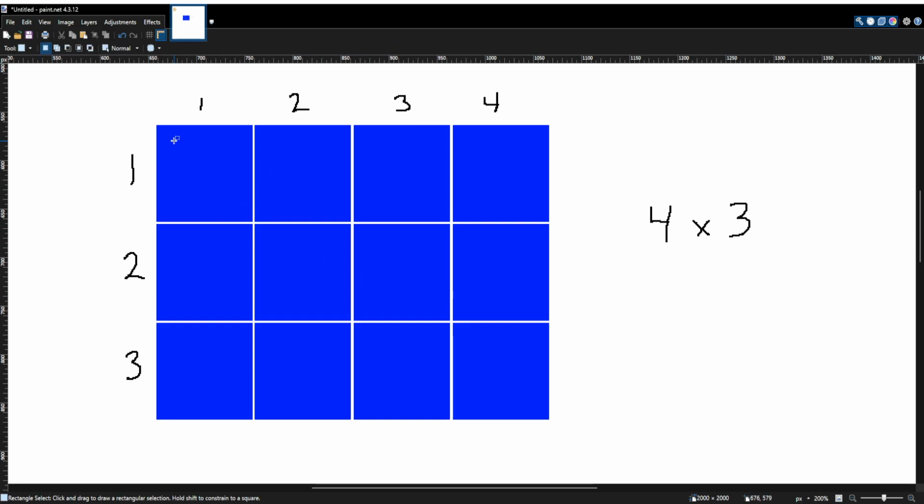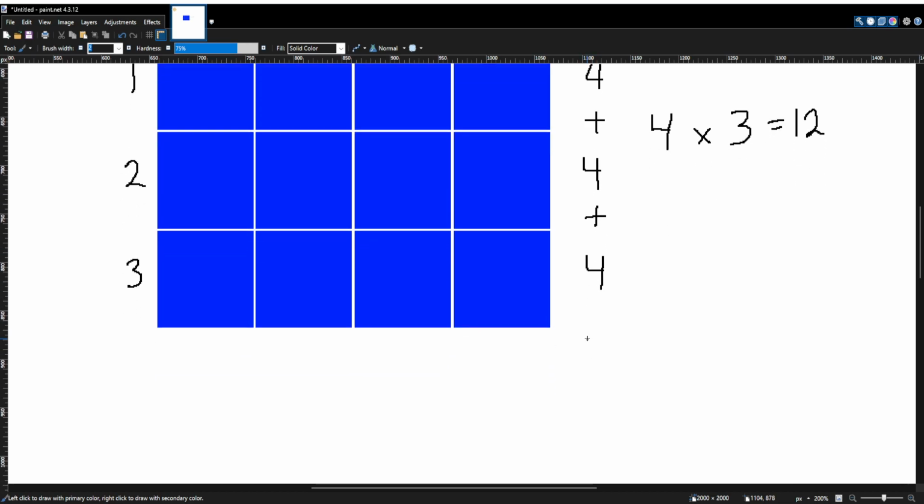Now, there's a couple of different ways to think about this idea, right? I have a rectangle here that has 12 squares in it, because 4 times 3 is equal to 12. But I want to talk about multiplication as this idea of repeated addition. In this case, if I'm going across, I have 4 in this row. And as I go down, I have 4 more in this row, and I have 4 more in this row. And so if I move downwards, I'm adding 4 three different times, and that gives me 12.